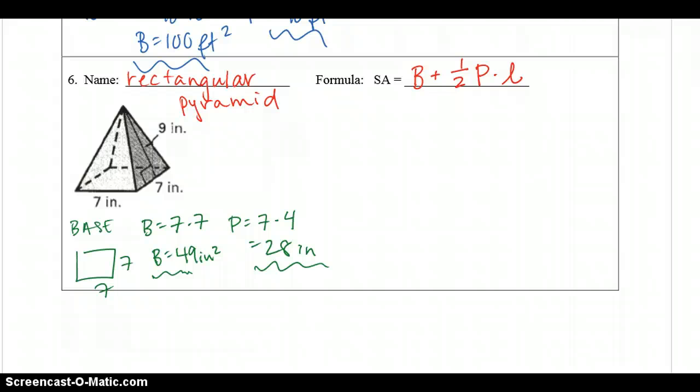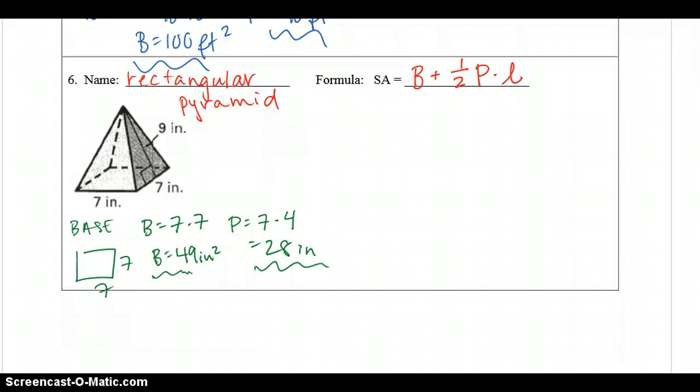The formula for the surface area of any pyramid is capital B plus 1/2 P times L, where B is the area of the base. So I drew my base separately. It is a square with length of 7. So the area of my base is just 7 times 7, which is 49 inches squared. To find the perimeter of my base, all 4 sides I know are 7, so I just multiplied 7 times 4. My perimeter must be 28 inches.